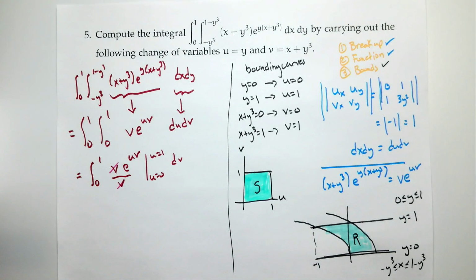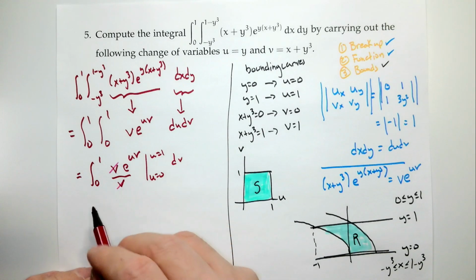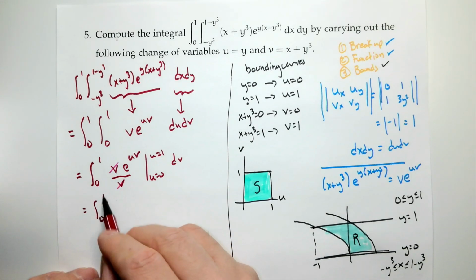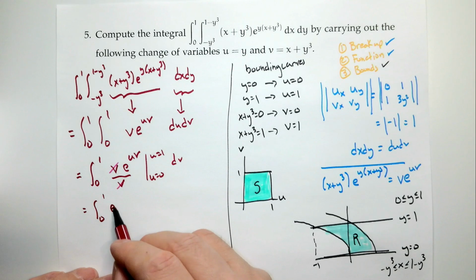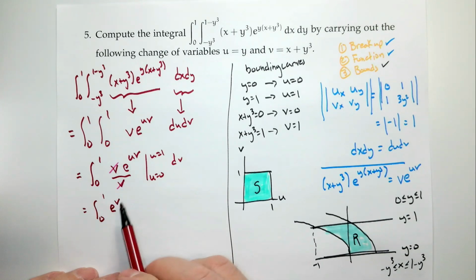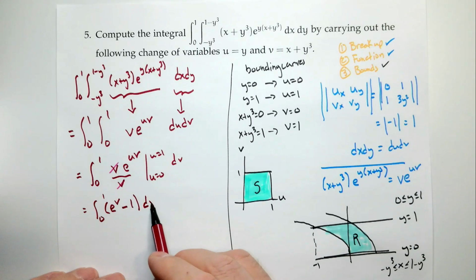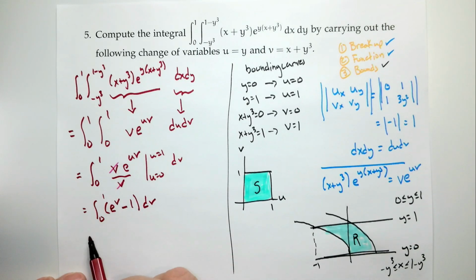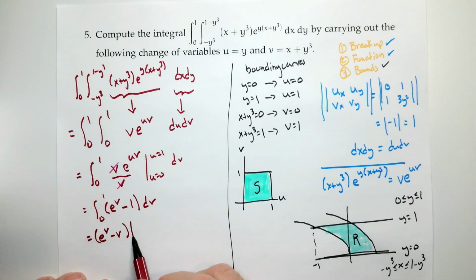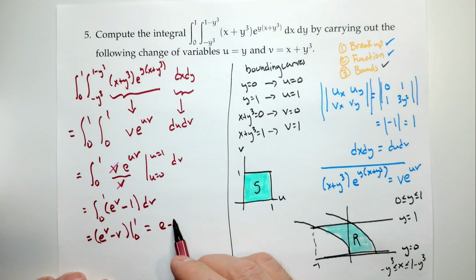Okay, so now we plug in our variables. When we plug in 1, we get e to the 1 times v, which is e to the v. Plug in 0, we get e to the 0 v, which is 1. So e to the v minus 1. All right, what is that integral? That's e to the v minus v. And we're going to evaluate that from 0 to 1.